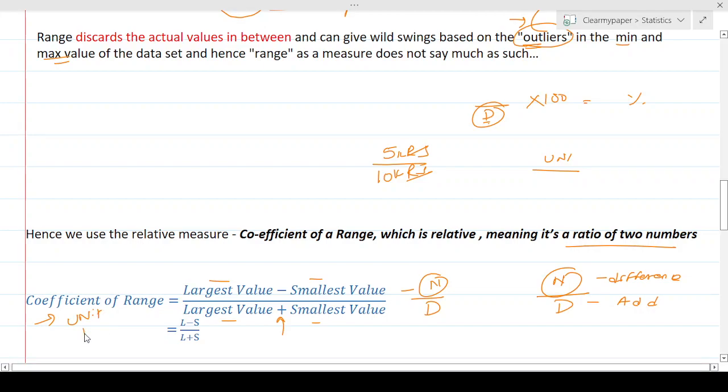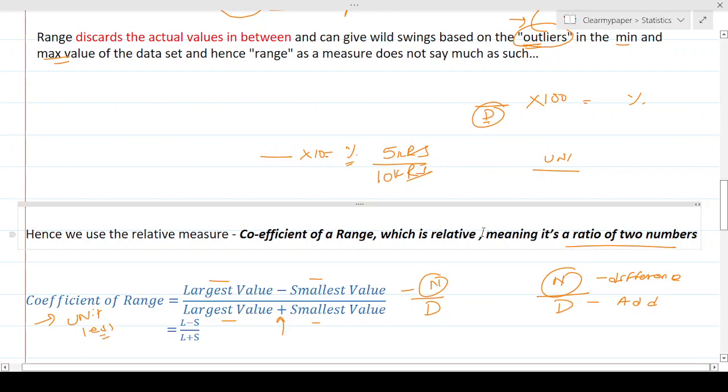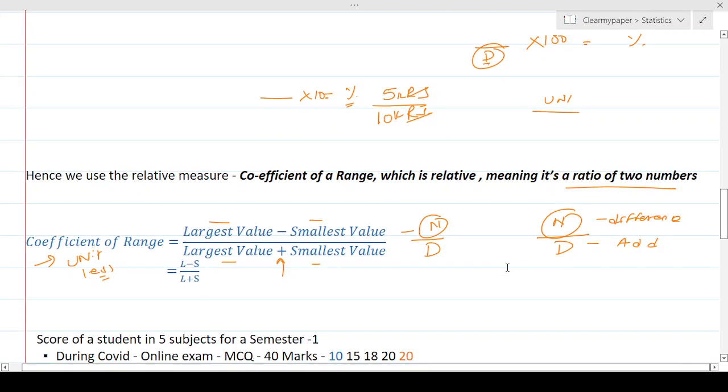There is no unit. Just like with a percentage, when you take a ratio of two numbers the unit gets cancelled and there is nothing left, unless you multiply by 100 and then put percentage as a unit. If you don't do that, a ratio of two numbers may not have a unit. So that's one side note: the coefficient of range is unitless. Now let's see with an example how this concept really works.